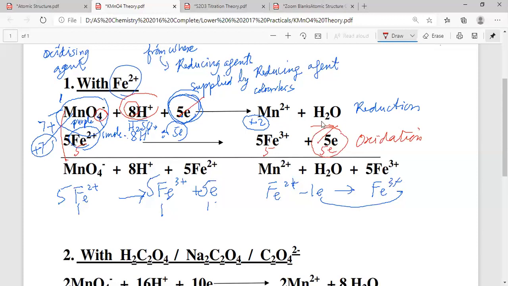Of course, here I got it wrong. I'm sorry about this, it should be 4 here. Typo error. So adding over here, it is 8 H+ plus 5 Fe2+ on the reagent side. Then Mn2+ plus 5 moles of Fe3+ and 4 moles of water. So the idea is that 1 mole of MnO4- will react with 5 moles of Fe2+.